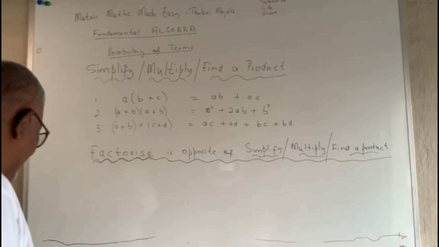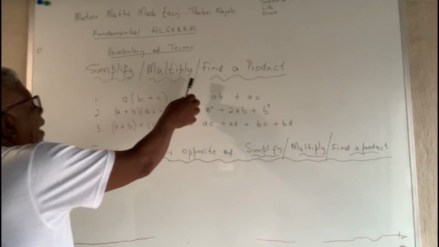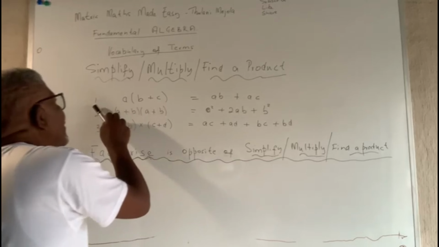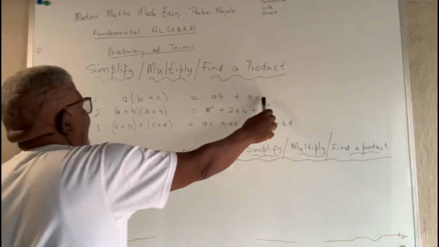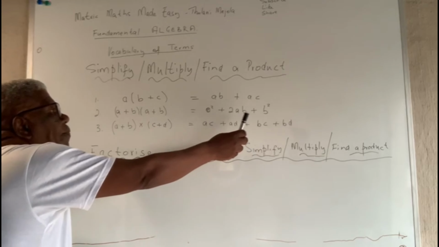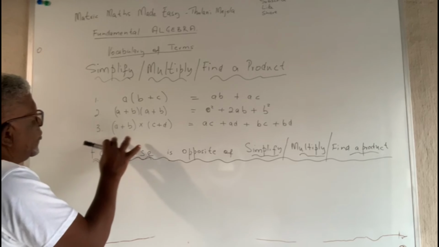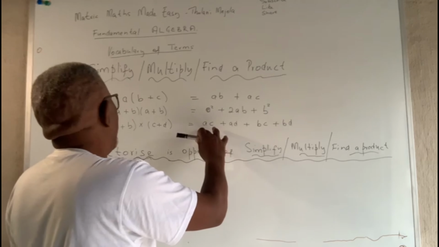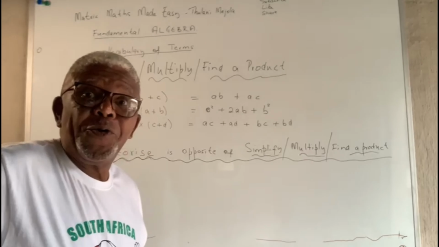Fundamental algebra and vocabulary of terms. In the previous video, we learned about simplifying, finding a product, or multiplying. So we had A times (B plus C) equals AB plus AC, and (A plus B) times (A plus B) equals A squared plus 2AB plus B squared. And then we also had (A plus B) times (C plus D), where we got AC plus AD plus BC plus BD. Now, we're going to do the reverse.